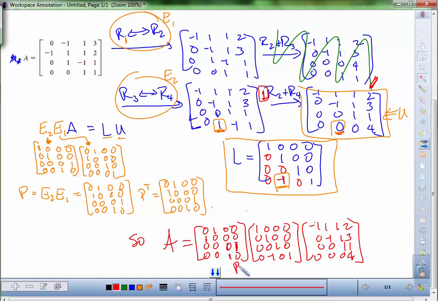So this is our P^T, this is our L, and this is our U. If I were to take this and put it in Mathematica and multiply it all out, I should get the original A matrix back. Okay? All right, questions?